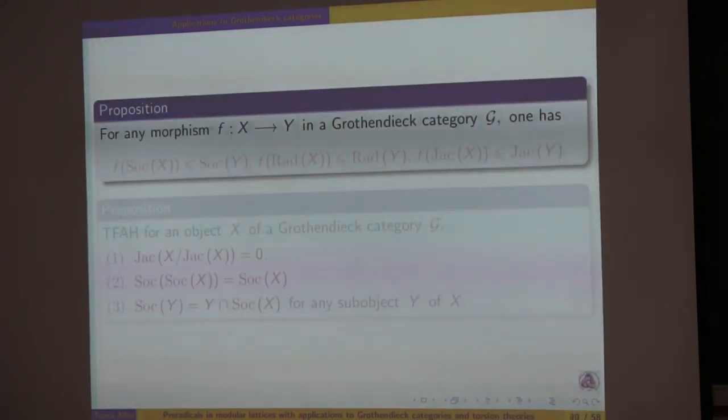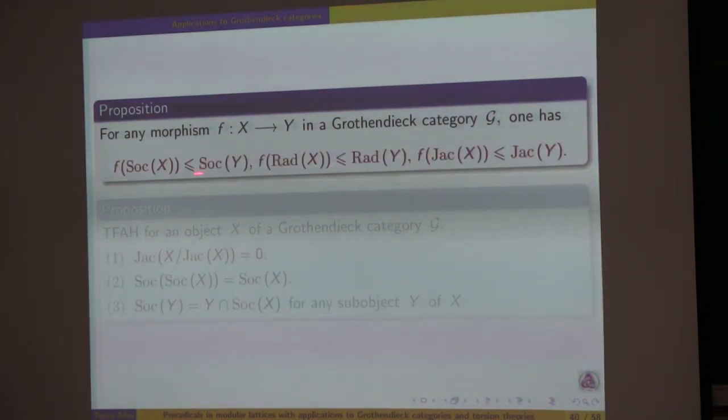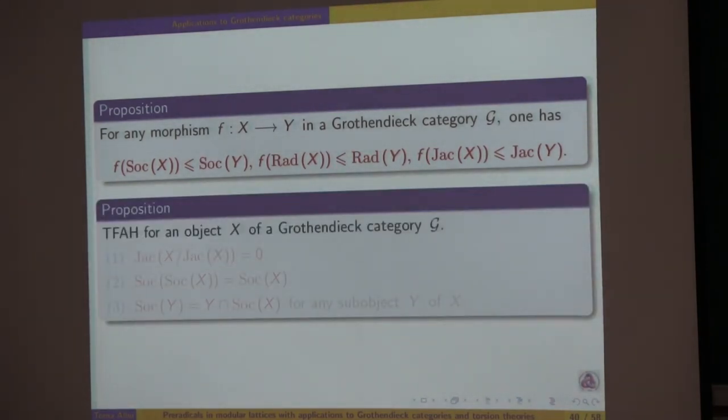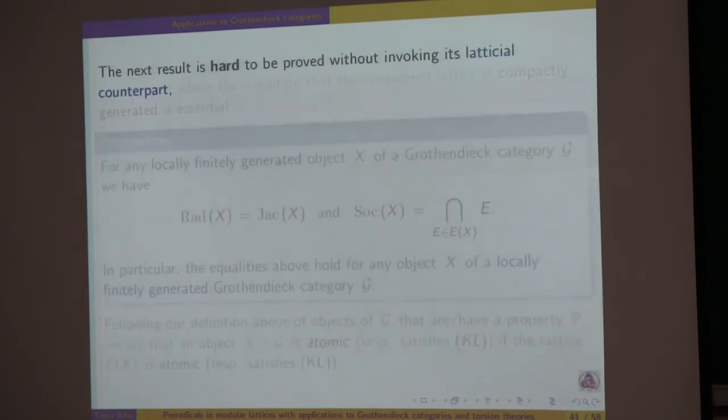We have the following proposition. If we have two Grothendieck categories and a morphism F, then F carries socle to socle, radical to radical, and Jacobson radical to Jacobson radical. The following assertion holds: the Jacobson radical of X projects to zero. Socle over socle is a particular case.